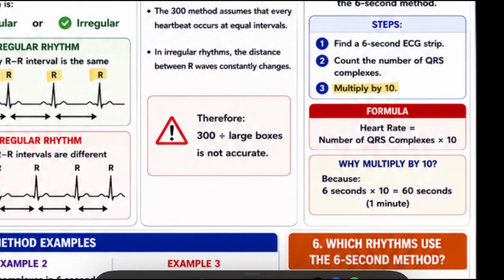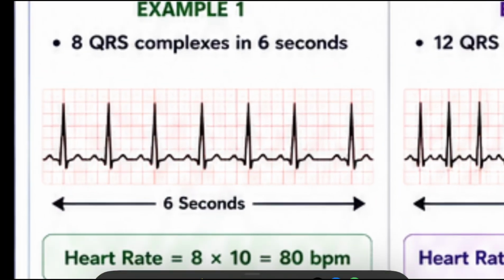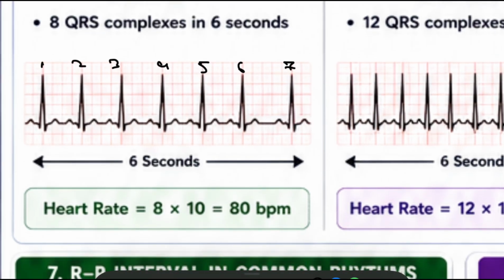Okay, so for example, in example 1, this is the ECG strip. In the ECG strip, you can see 8 QRS complexes. 1, 2, 3, 4, 5, 6, 7. Okay, maybe it's a picture problem. So you can see 7 QRS complexes here. 7 times 10, so the heart rate will be 70 beats per minute, because of 7 QRS complexes in 6 seconds. So like that you can count.